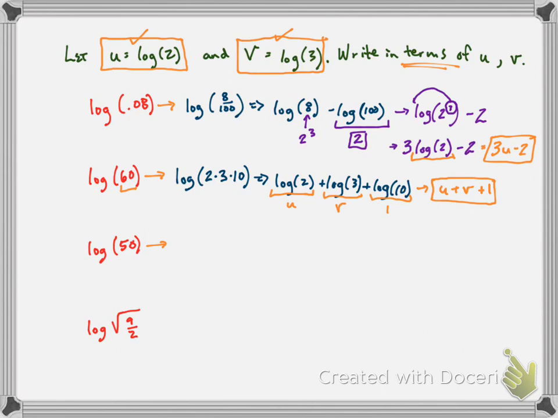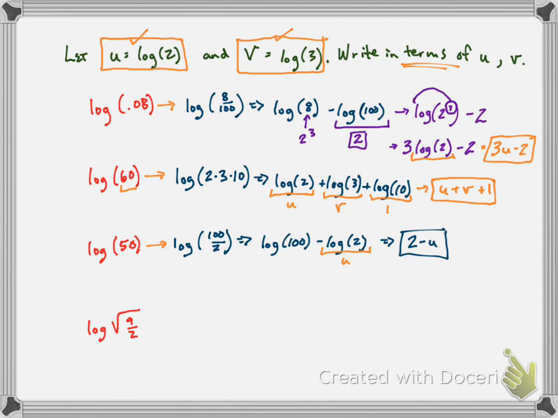How about the log of 50? Well, again, I would encourage you to pause, take a minute or two, and think about how you can express 50 as powers of 2, 3, and 10. Okay, one way would be the log of 100 divided by 2. 100 divided by 2 is 50. And so if I have the log of 100 divided by 2, I know I can express that as the log of 100 take away the log of 2. Once again, we're told to express the log of 2 as u. We know that the log of 100 is 2, and so I can rewrite this as 2 take away u.